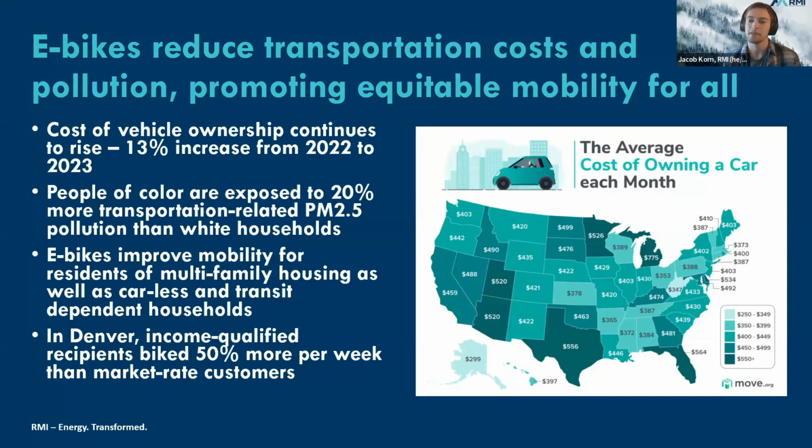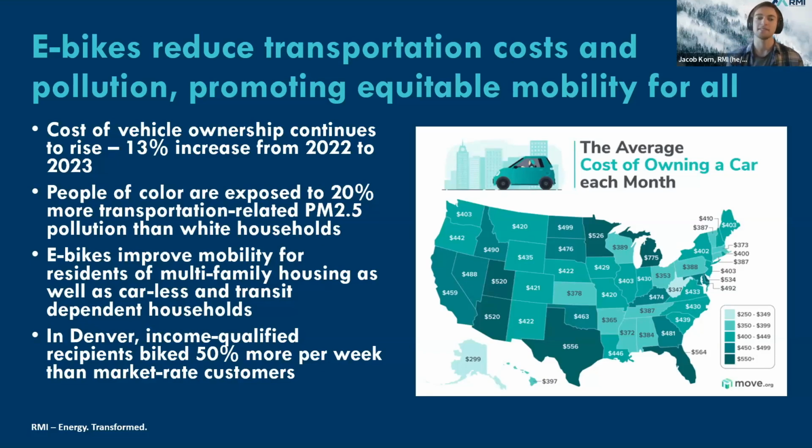And then the second point here, as folks are well aware of, is the continued negative historical impacts of highway construction that have led to much higher rates of negative air quality in both poorer as well as Black neighborhoods across the United States. And so we really are able to see that e-bikes are able to get at these key metrics of improving mobility and access for folks. And this is with folks in multifamily housing, as well as carless and transit dependent households.